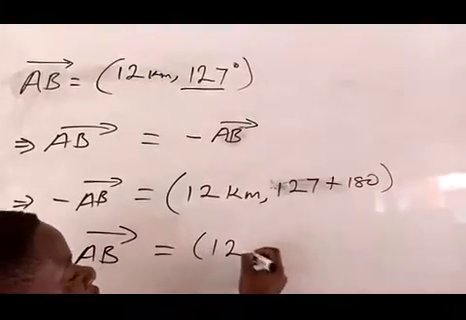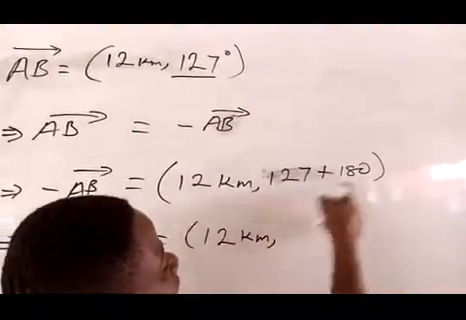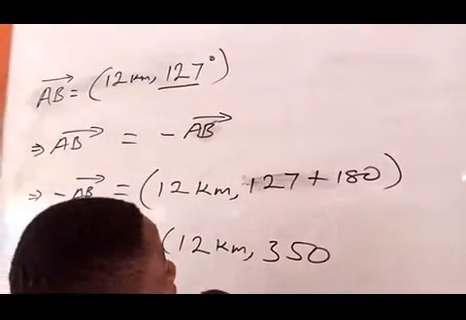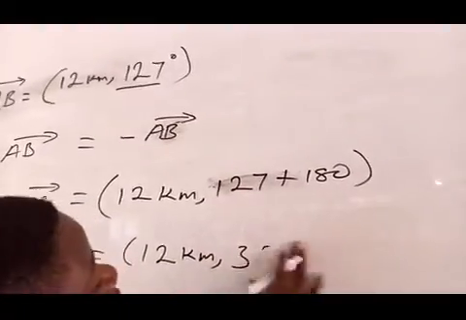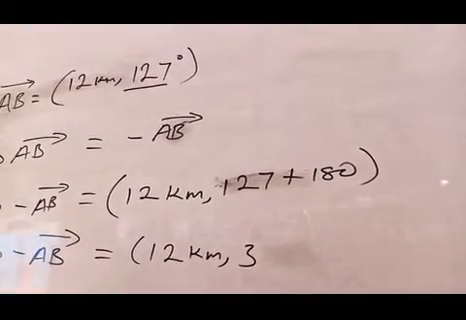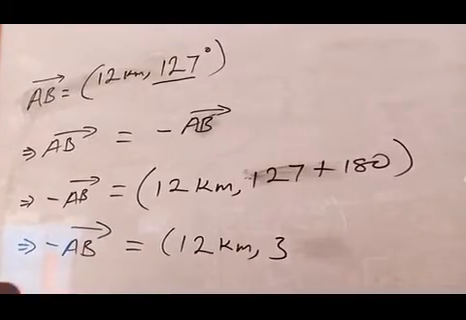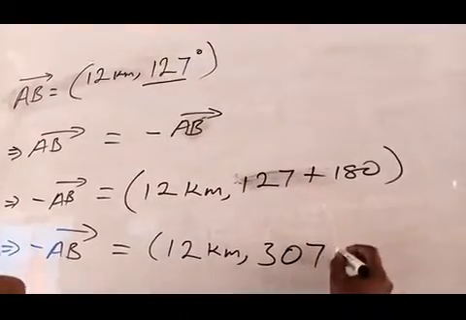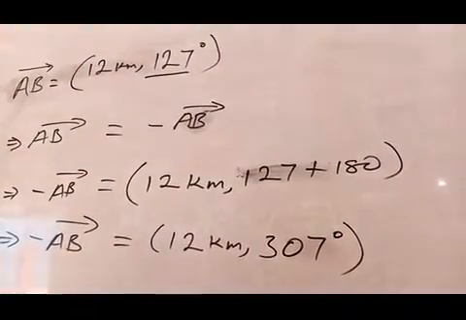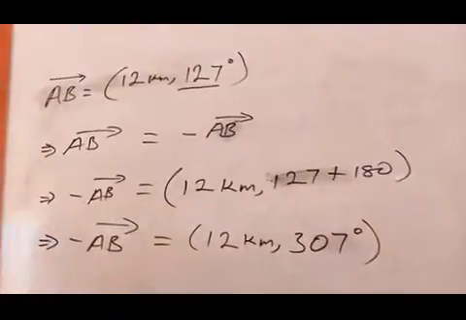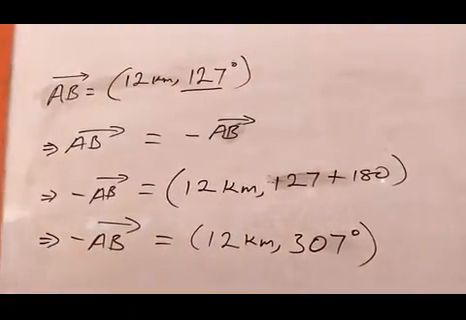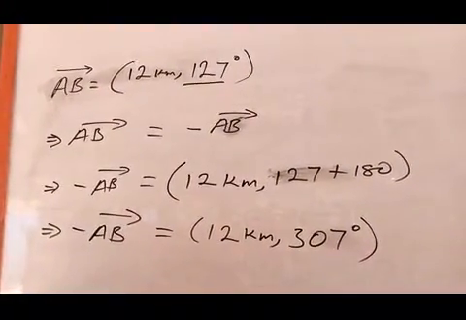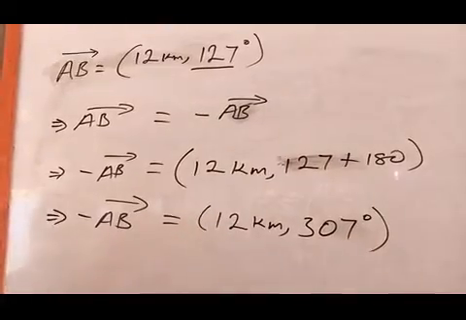So this is going to become 12 kilometers, and then when you sum it up, you get 307 degrees. So that is how the negative or the inverse of a magnitude bearing form of a vector works. Okay, now let's take another example.